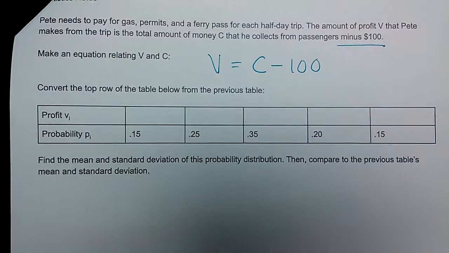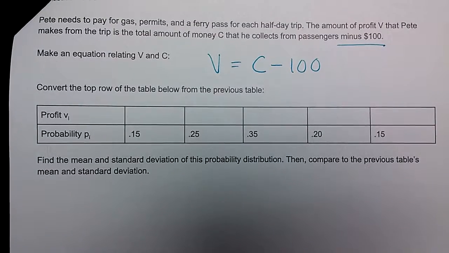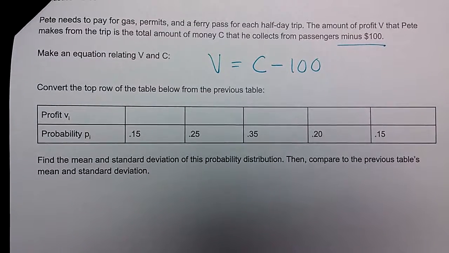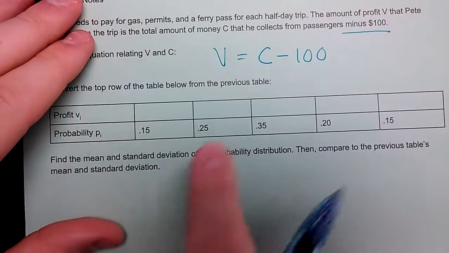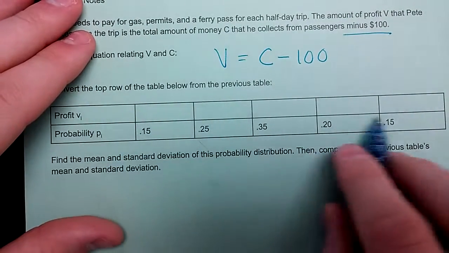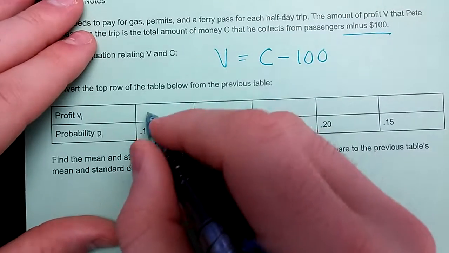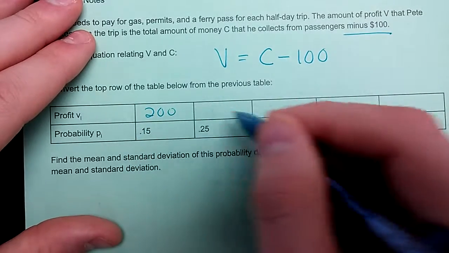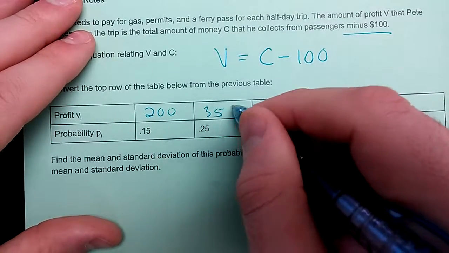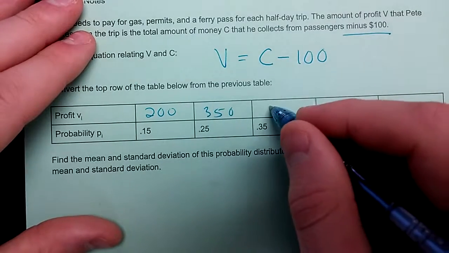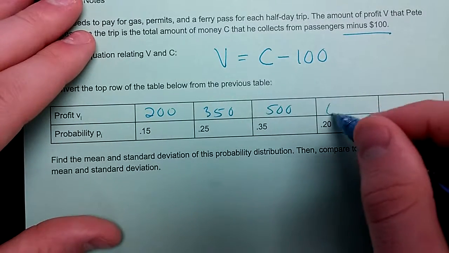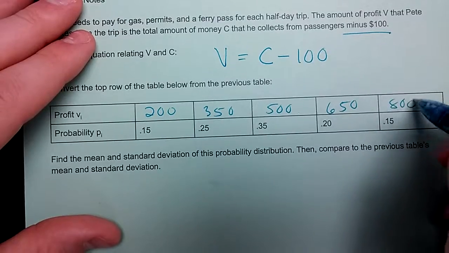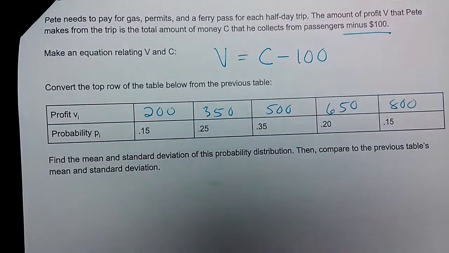Now, think about what happens when you subtract a number from each data value. The mean will change, but the standard deviation should not change. Okay, so let's actually write these out. So the previous table, those numbers, minus 100. So this was 300, now it is 200. This was 450, now it is 350. This was 600, it is now 500, 650, 800, and so on. Notice the probabilities did not change. They are still the same, but the variable values do change.